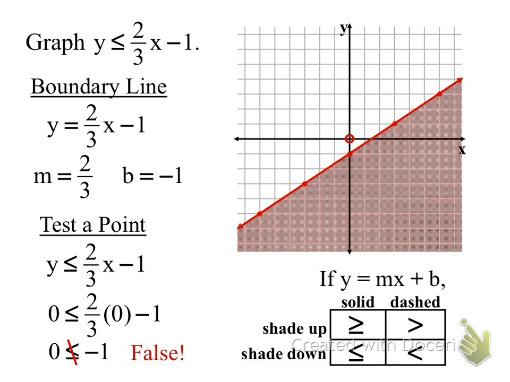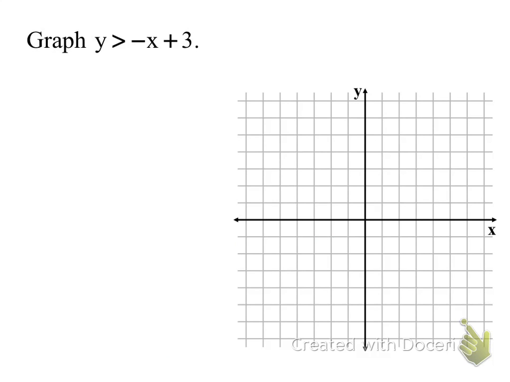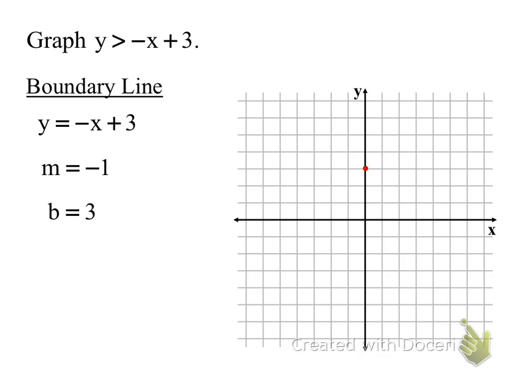All right, so now the important part here is to identify your m and your b. M is -1, b is 3. Starting at positive 3, and rising -1, run 1. -1, run 1. Okay? Doing that also, doing +1, -1. Rising +1, running -1. Now, will this line be solid or dashed, Gabriella? Dashed.